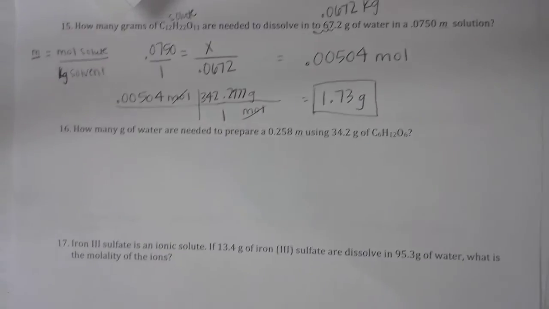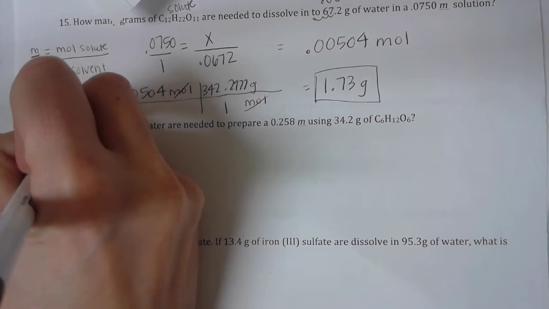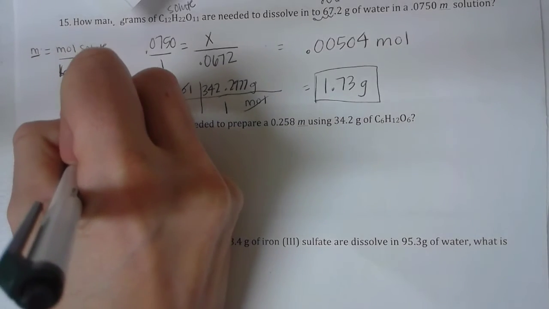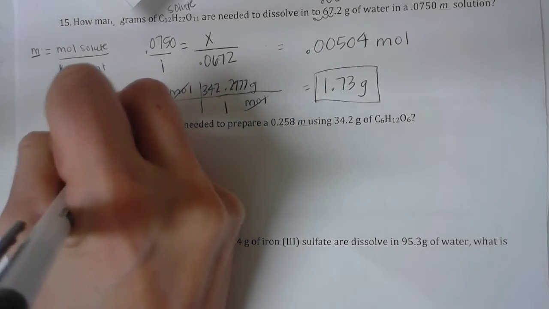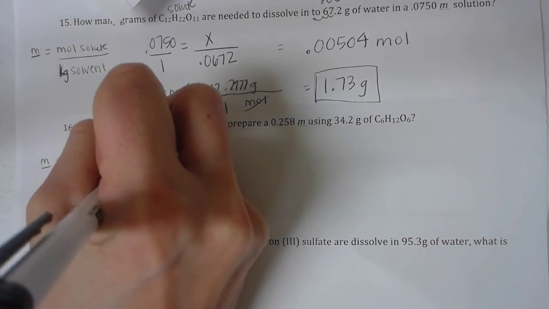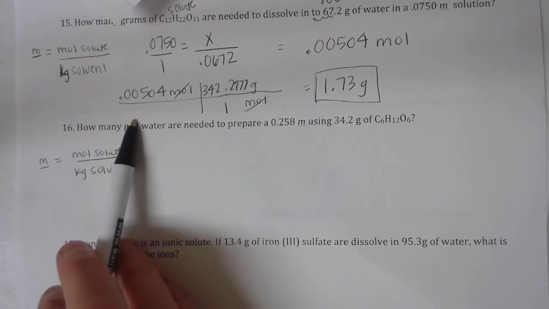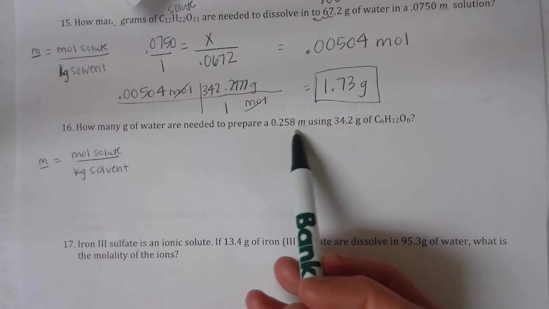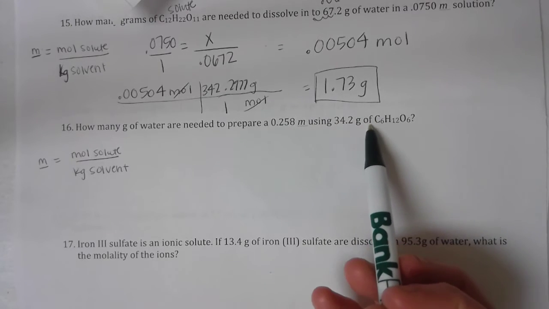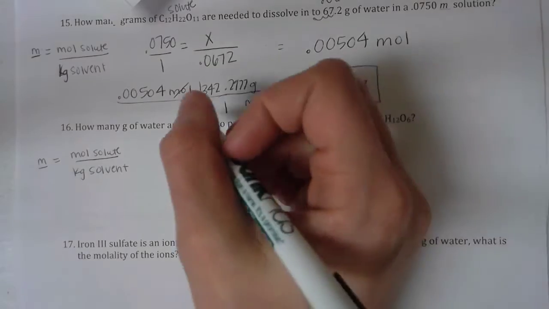Okay, so for number 16, it's molality. So I have molality equals moles of solute over kilograms of solvent. And so I'm going to be looking for grams of water. So water is going to be my solvent. And I'm given the molality and the grams of my solute. Now I need moles of solute, so I'm going to change the grams to moles.